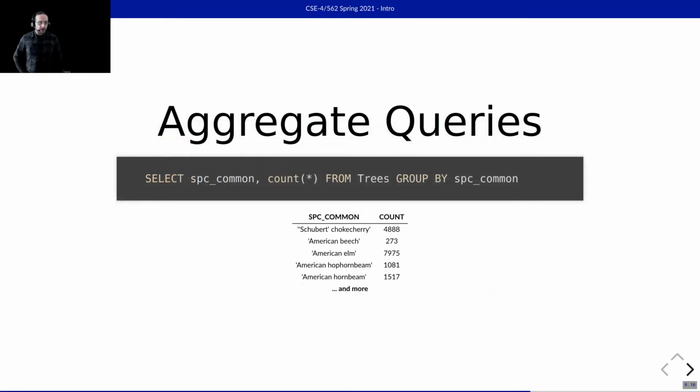Simple example here: the number of distinct trees of each common name would be expressed by SELECT species common, COUNT(*) GROUP BY species common. So COUNT(*) is going to give us the count, and GROUP BY species common is basically saying that we would like to construct one group for each unique common name, and then the count aggregate is going to be computed within each group.